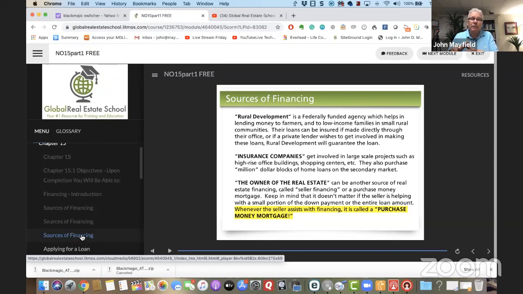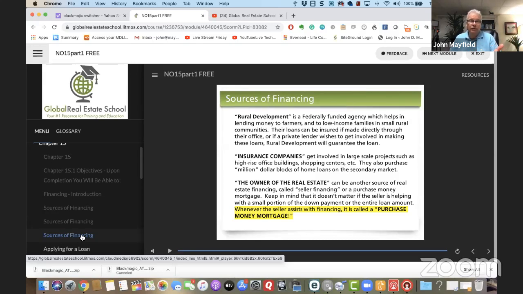the loans can be insured directly through their office, or if they make it through a bank, they guarantee the loan. Just remember, rural development works with lower income. Now, I hate to use the word lower income because a lot of people can qualify. And here's a test question on rural development. You might make a note of this. It's generally based by the county, just like VA and FHA. The government will look at the median income and all these other factors, and then they put housing guidelines in place for those types of loans.